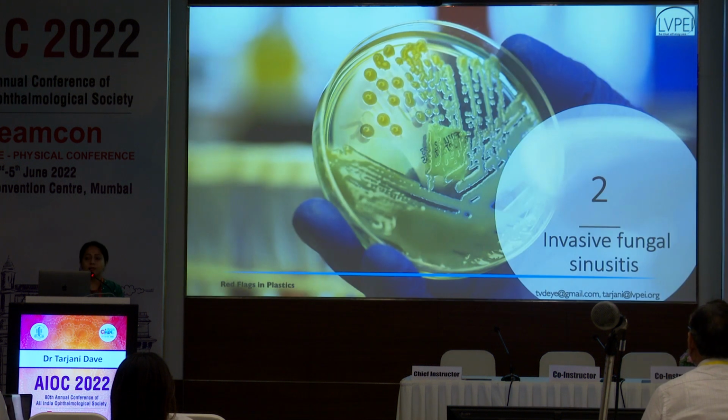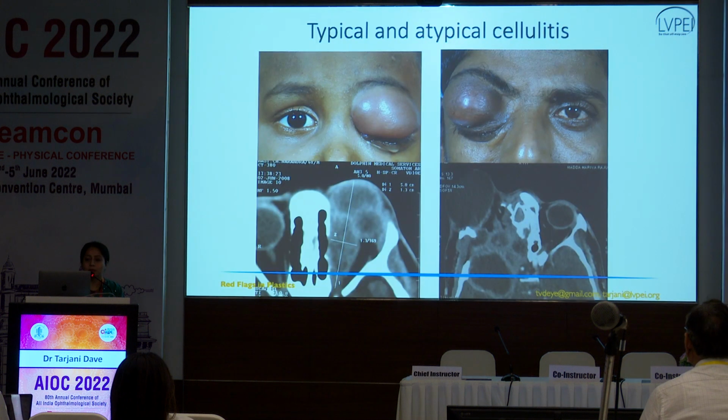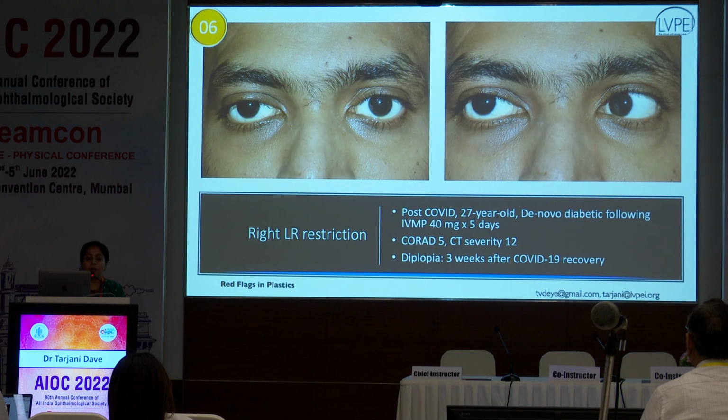The second condition I wanted to talk about was fungal sinusitis, fungal cellulitis. So these are pictures of patients with cellulitis, some typical, some atypical, but essentially you would see a very inflamed, red, hot orbit in most of these patients who have cellulitis. But look at this. It's a quiet eye. You have a little bit of ptosis.